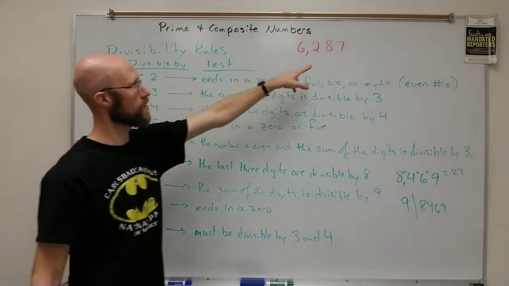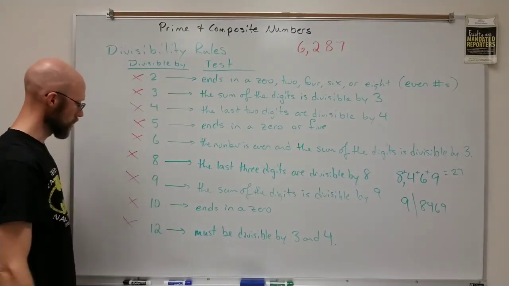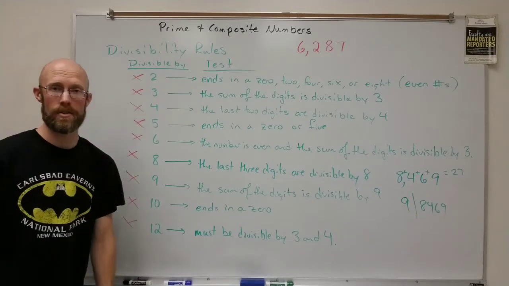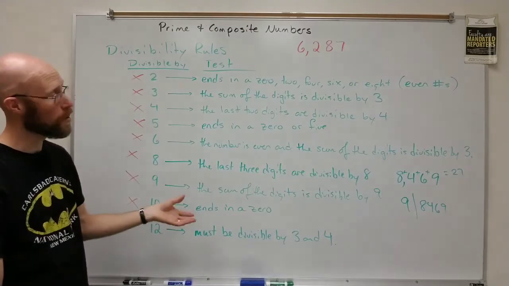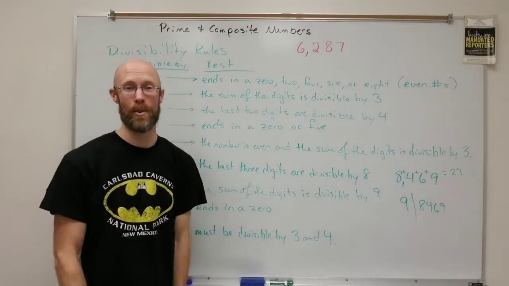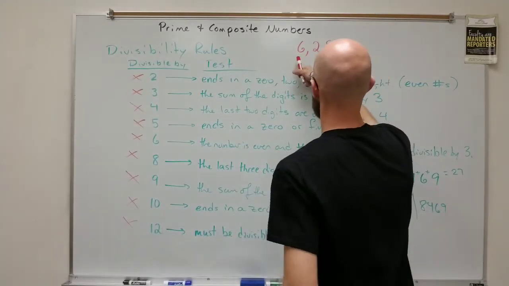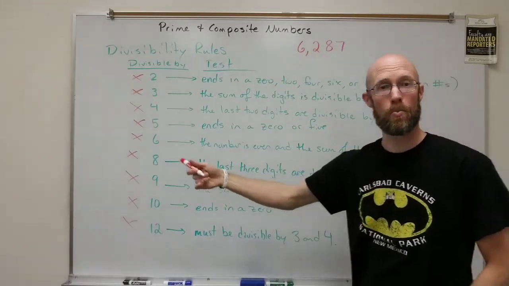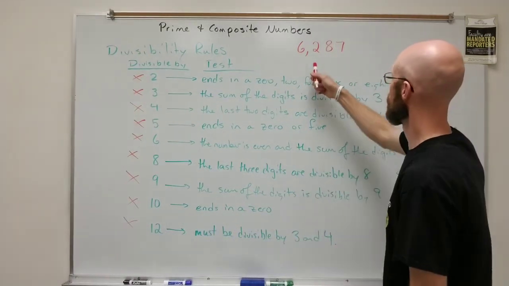Does it end in a 5 or 0? No. Done. It's not divisible by any of these. Is it divisible by anything? At that point, I would just start long dividing or punching in the calculator. You try 7. Does 7 work? So some of the ones that I skip, you just have to work them out longhand, right?